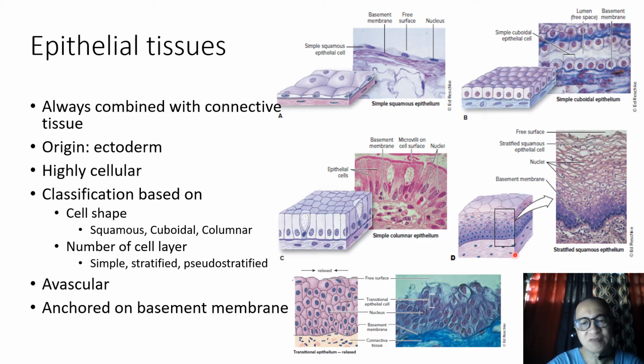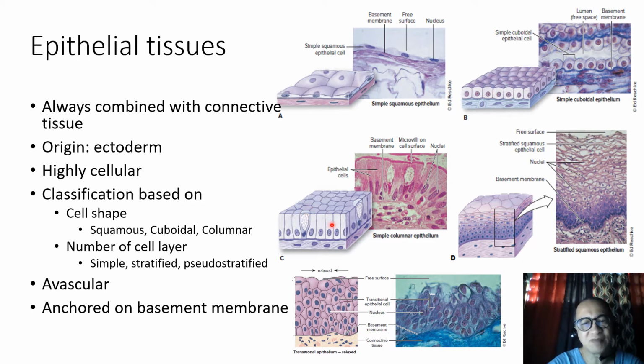So like the skin, for example, our skin is made up of stratified squamous epithelium. The underlying tissue is a fibrous connective tissue we call dermis. Epithelial tissues are derived embryonically from ectoderm germ layers. They are highly cellular, as you can see.